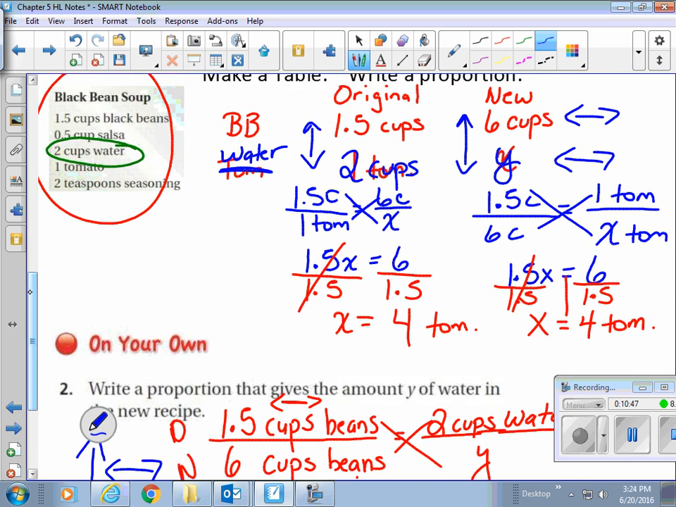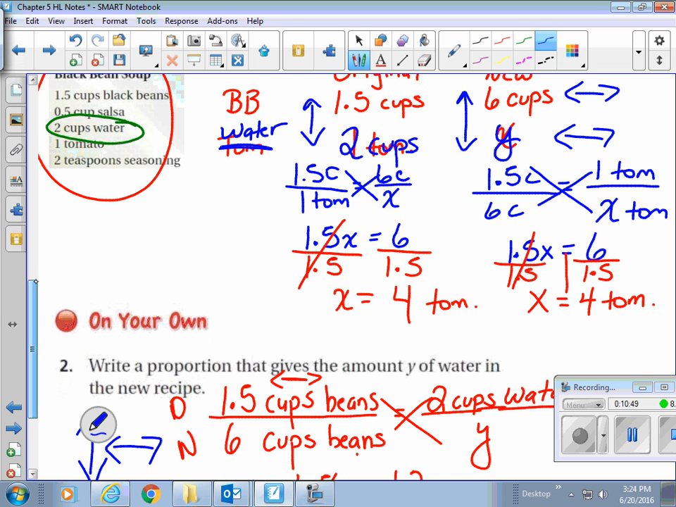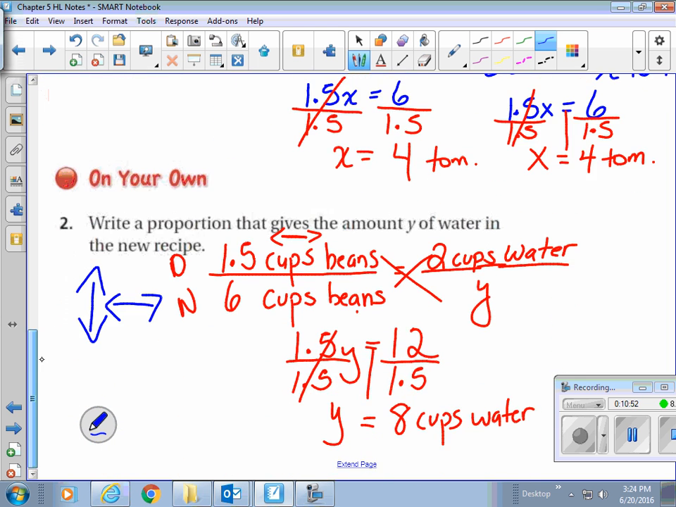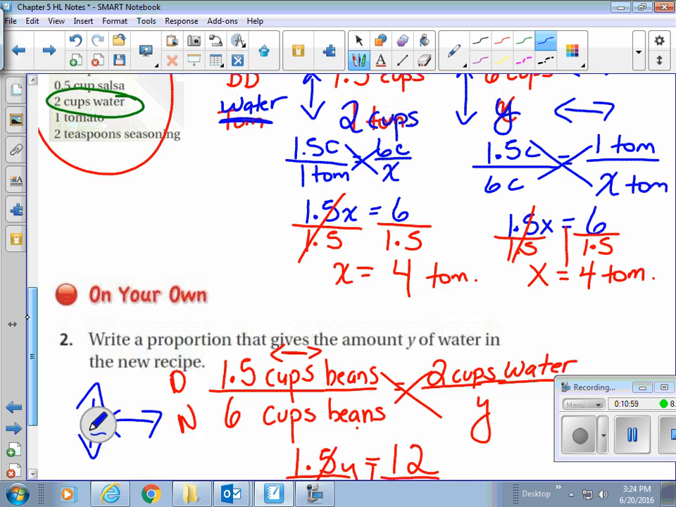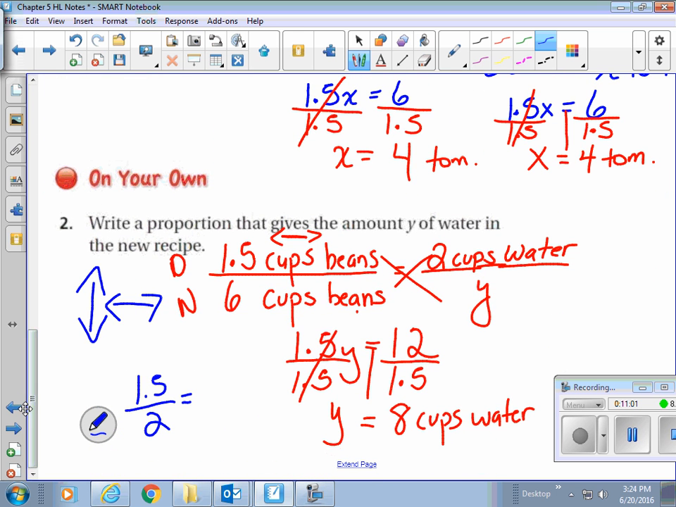When I set it up for you, I did it horizontally. The other way would be vertically, which would be 1.5 over 2 equals, going back to the table, 6 over y. And you can see that you would still end up with the same cross products. 1.5y equals 12, and 12 divided by 1.5 again will give you that 8 cups. So no matter which way you do it, you end up with that same answer.